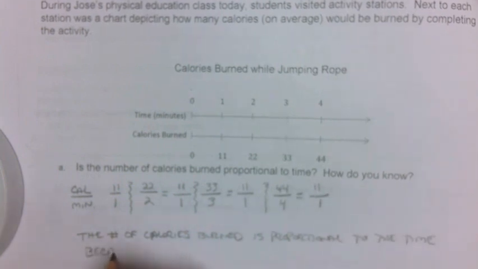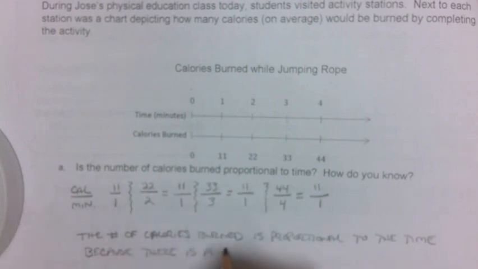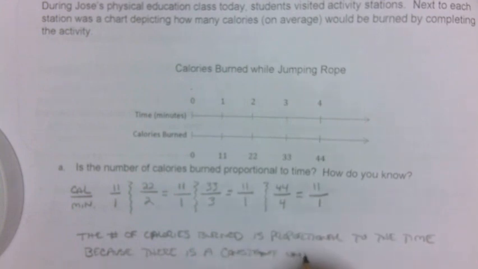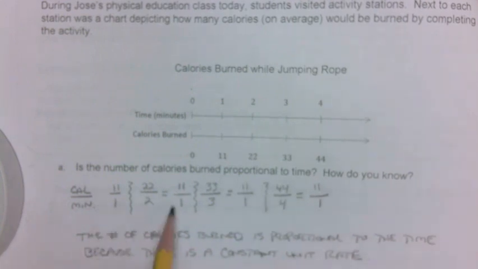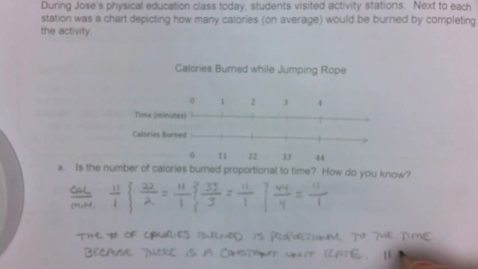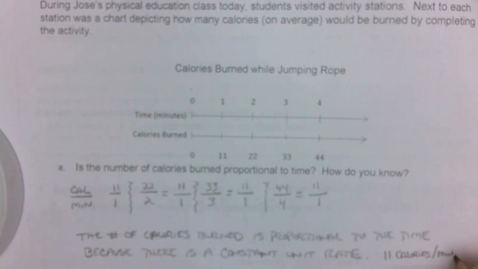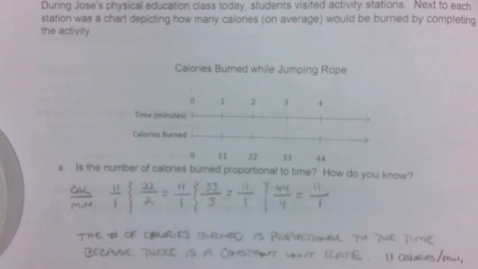because there is a constant unit rate. Okay, when we simplified everything down, each time we got 11 over 1, so we know that there is a constant unit rate. And that unit rate, if we pay attention to our labels, is 11 calories per minute.